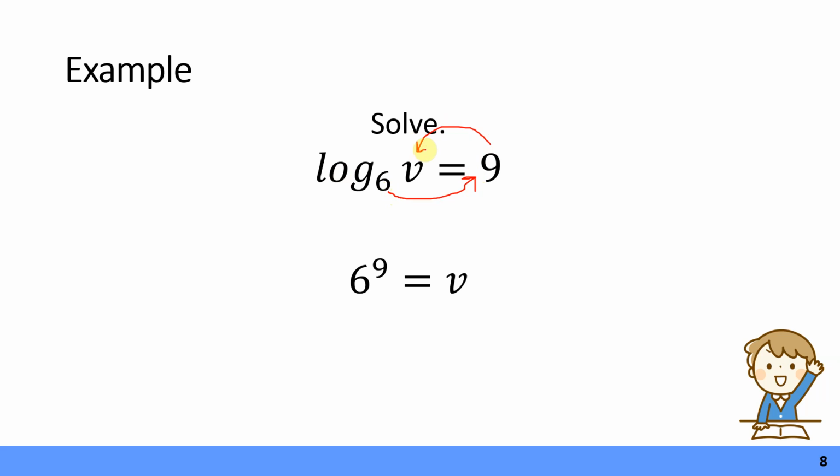The logarithm is gone. And that's it, right? v is going to be whatever 6 to the 9 is. You could evaluate this in your calculator and we're done. v equals all of that huge number, right? I'm not even going to dare try to say it, but that's what you would get.